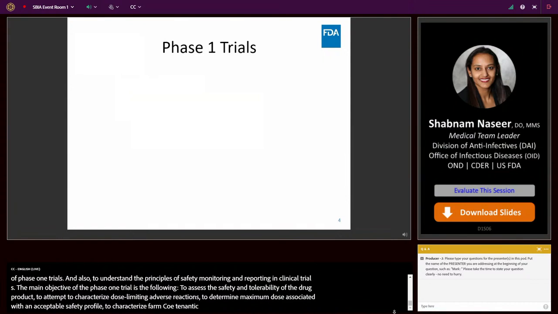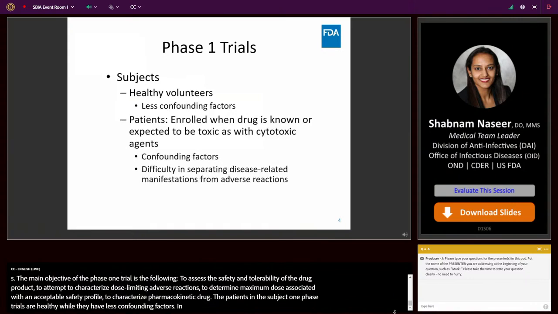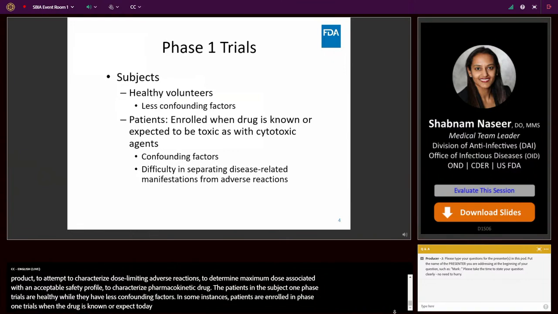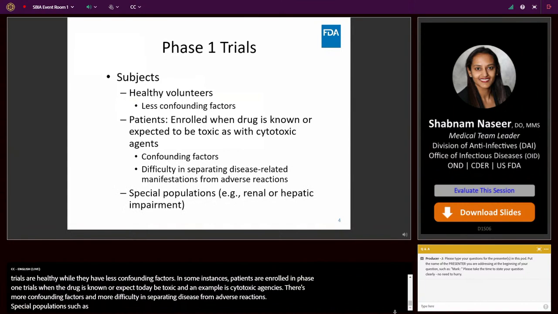The subjects in phase 1 trials generally tend to be healthy volunteers who have less confounding factors. In some instances, patients are enrolled into phase 1 trials when the drug is known or expected to be toxic, and an example of that is with cytotoxic agents. When patients are enrolled in phase 1 trials, there will be more confounding factors and sometimes more difficulty in separating disease-related manifestations from adverse reactions. Special populations such as those with renal or hepatic impairment can also be enrolled into phase 1 trials.